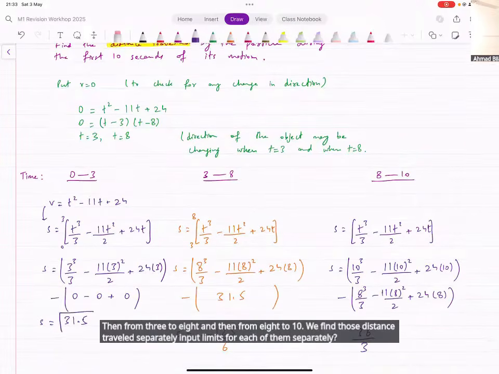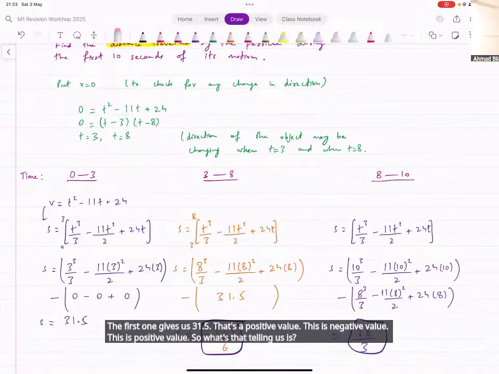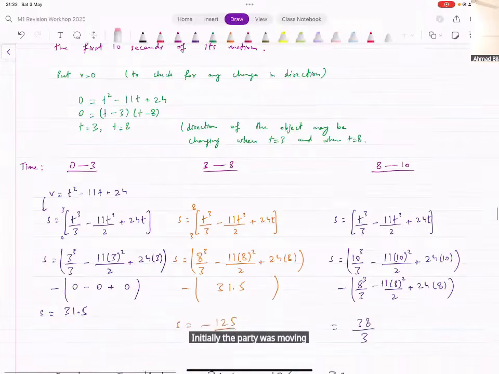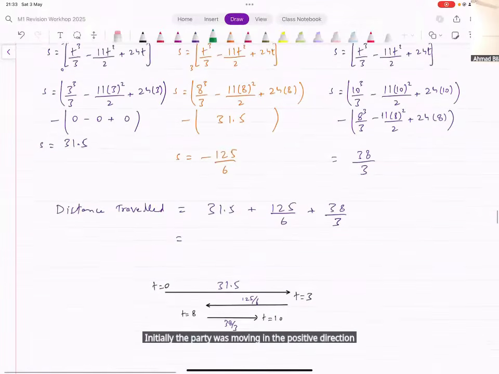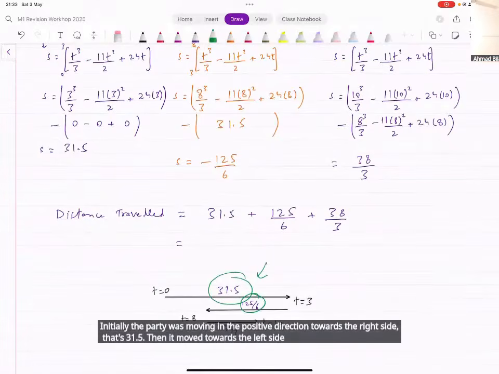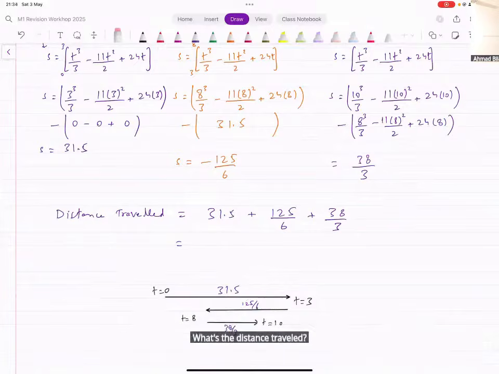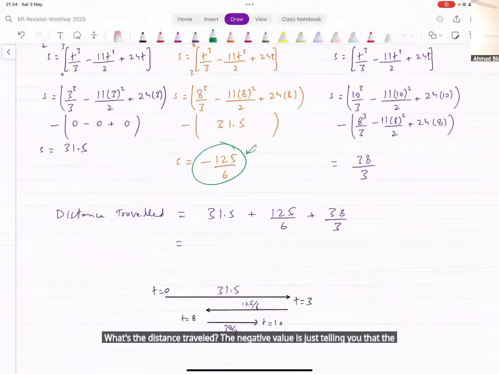The first one gives us 31.5. That's a positive value. This is a negative value. This is a positive value. So what that's telling us is, initially the particle was moving in the positive direction towards the right side. That's 31.5. Then it moved toward the left side for this much, and then it moved toward the right for 38 over 3 meters. What's the distance traveled? The negative value is just telling you that the particle was moving in the left direction.